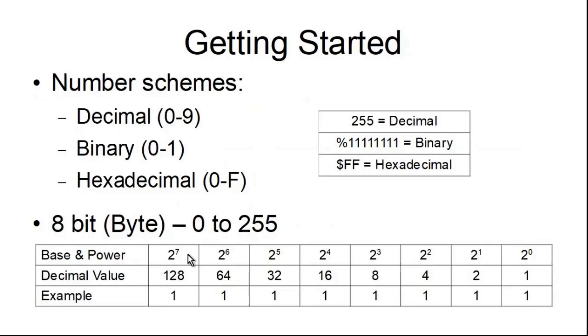Once you figure out what those values are for each individual digit, which I have outlined over here, you add all these numbers together. Once you do that, you end up with the decimal representation of that byte, which in this case, because it's all ones, equals 255, which again is the maximum value of a byte.